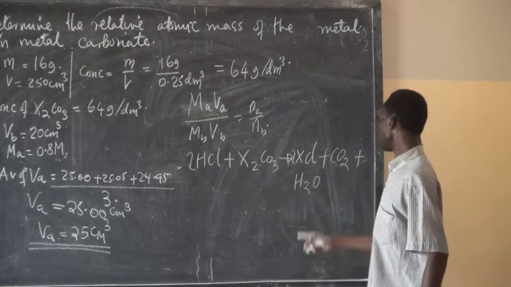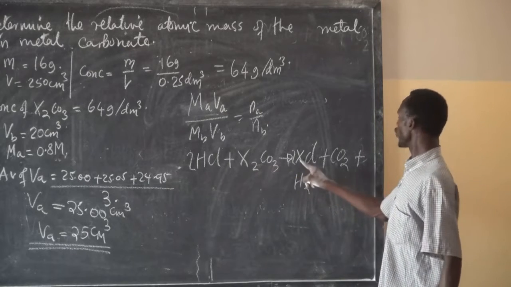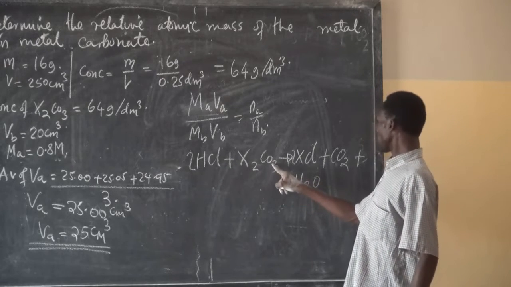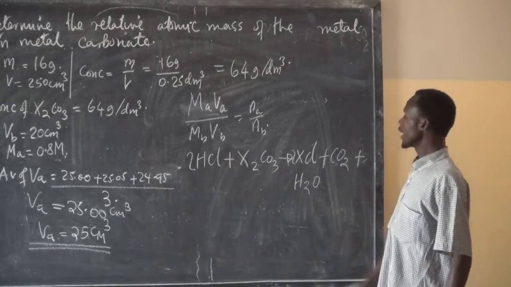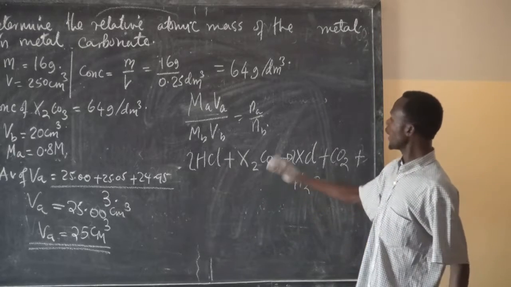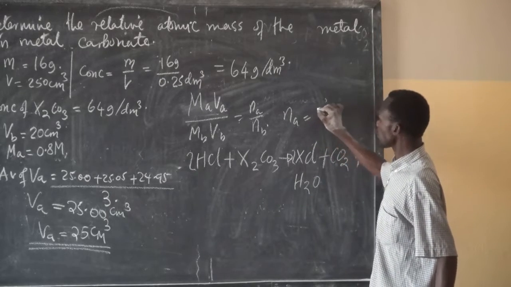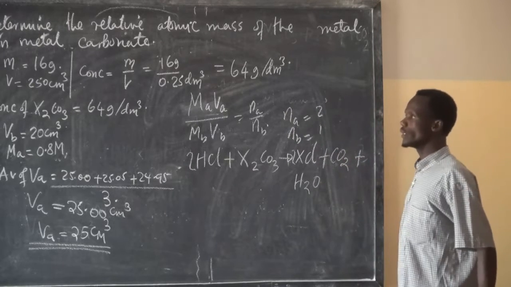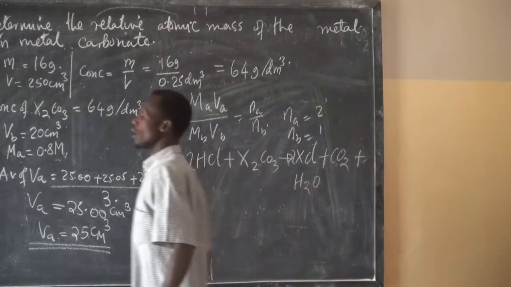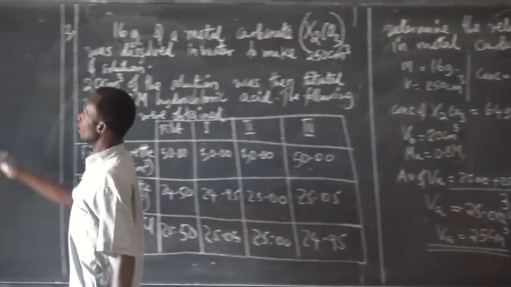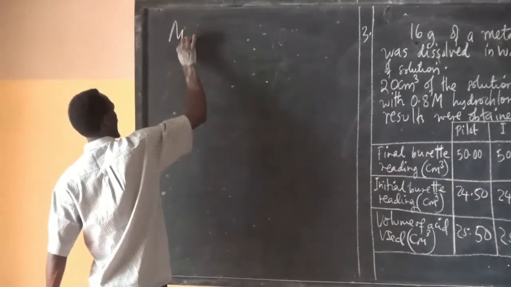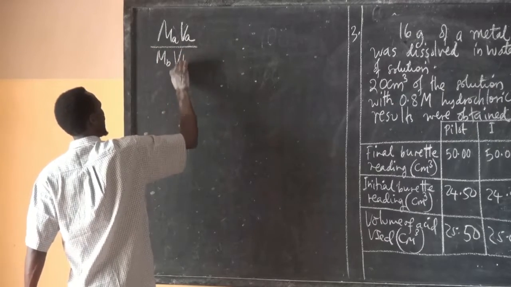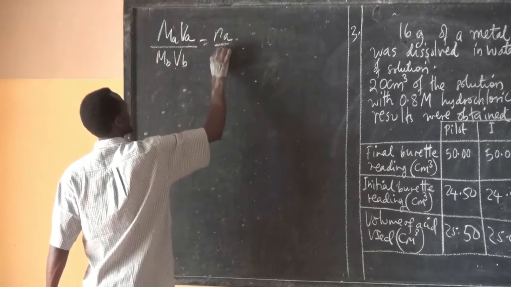2 hydrogen, 2 hydrogen. 2X, 2X. 2Cl, 2Cl. Oxygen 3, and then 3 oxygen. The equation is balanced. Now from here, the number of acid is equal to 2 and the number of base is equal to 1. Now from MAVA, that is to say, molarity of acid times volume of acid over molarity of base times volume of base is equal to number of acid over number of base.